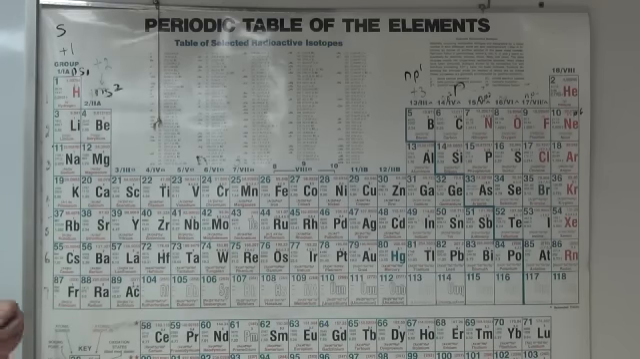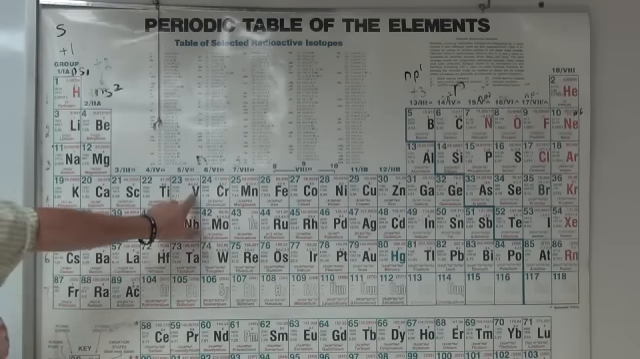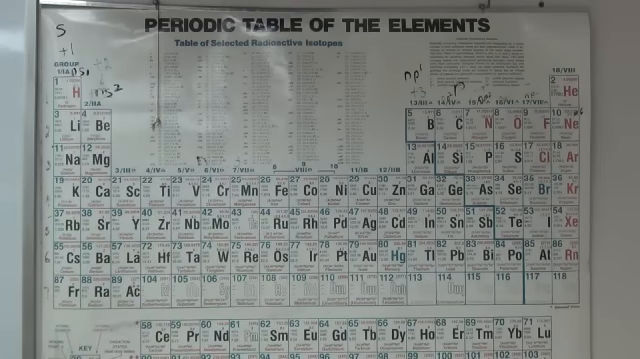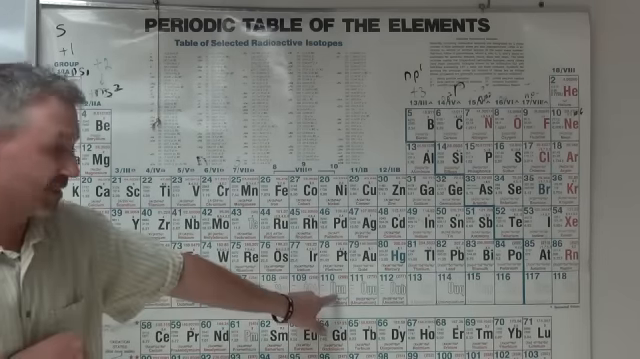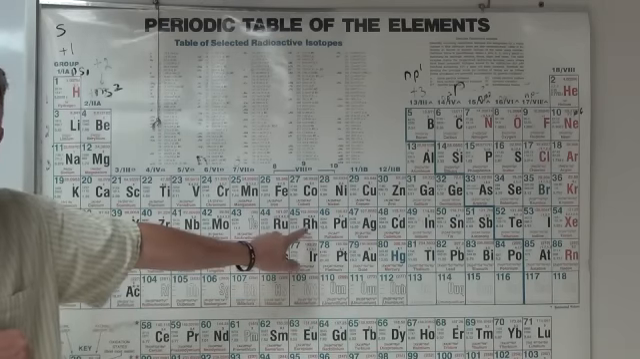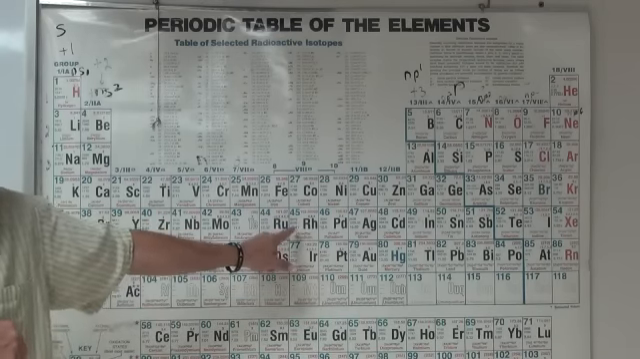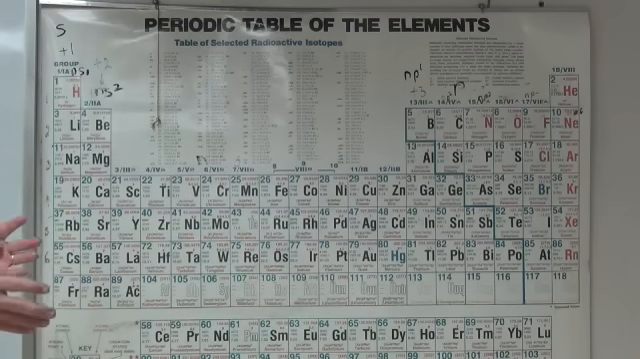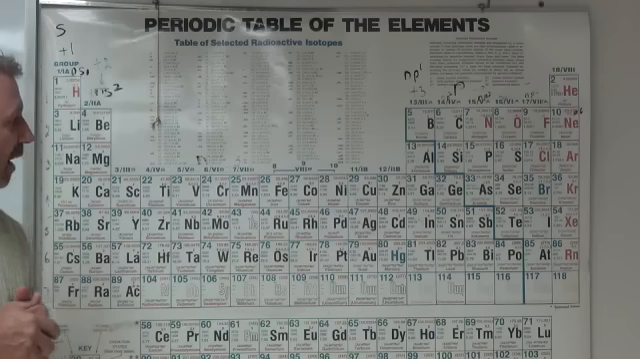And the symbols can consist of one, two, or in some cases, three-letter designations. But regardless, the first letter of every symbol is always capitalized, okay? And that's going to be important when we talk about formula writing and what these formulas look like.